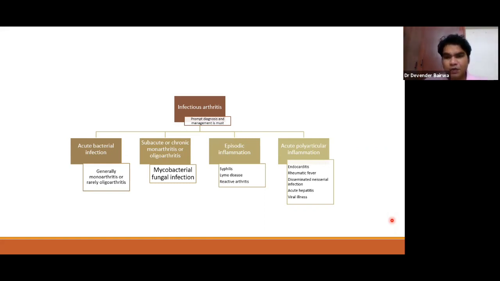Also, there can be acute polyarticular inflammation that can be because of infection per se or because of immune complex deposition and a response towards infection. Examples of this acute polyarticular inflammation include endocarditis, acute rheumatic fever, disseminated gonococcal infection, acute hepatitis, and many viral diseases.